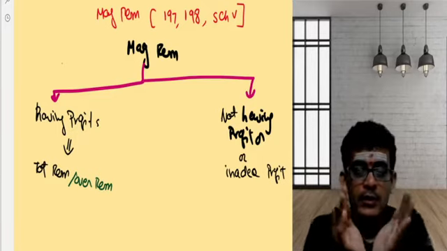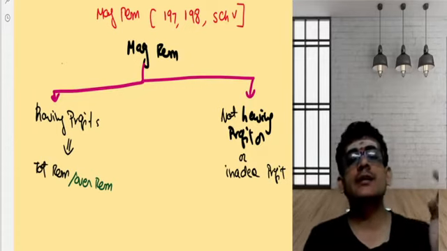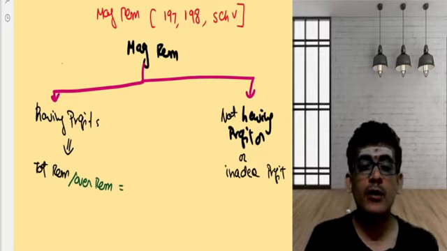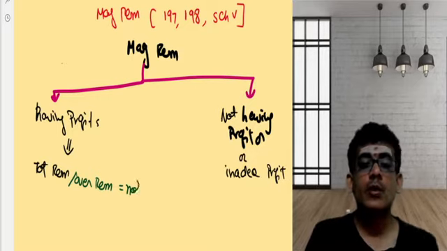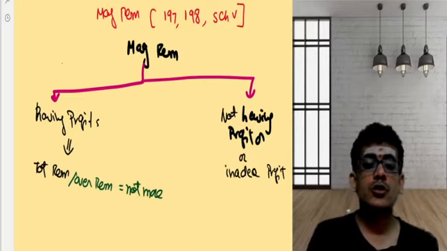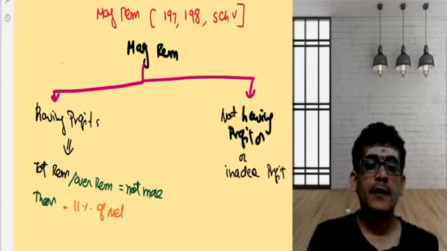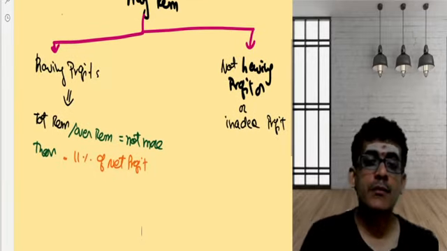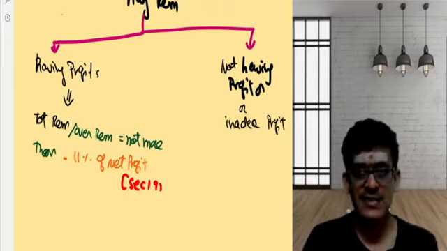So whoever are the directors, the total remuneration which you are going to pay to them should not exceed 11% of the profits. The total remuneration or overall remuneration payable to the directors should not be more than 11% of net profits. What are these net profits? These net profits are as computed under section 198. This we'll discuss later.